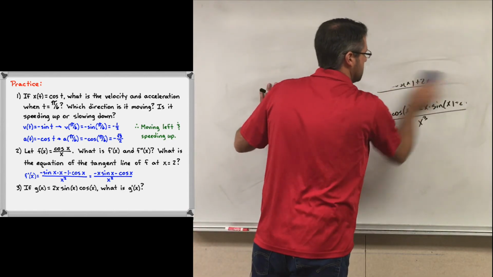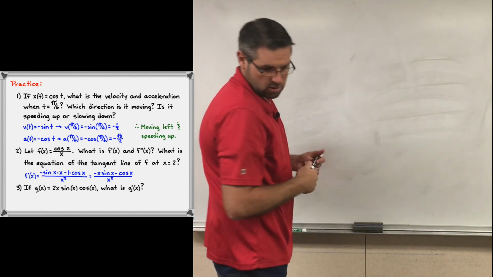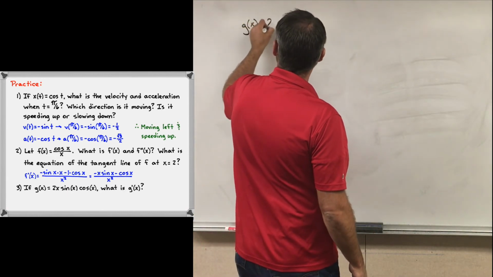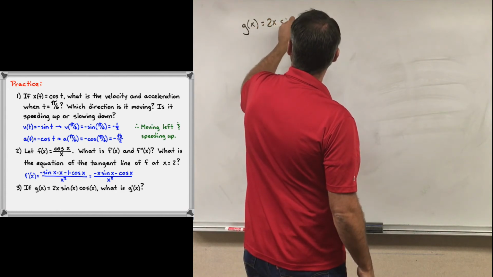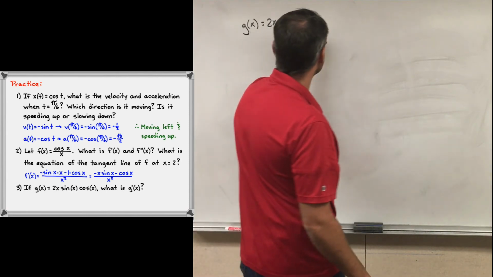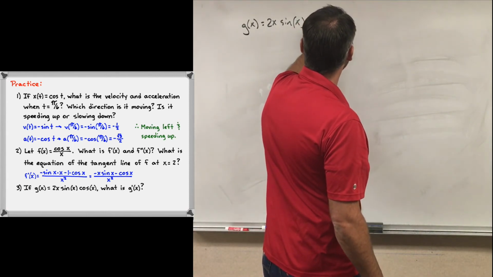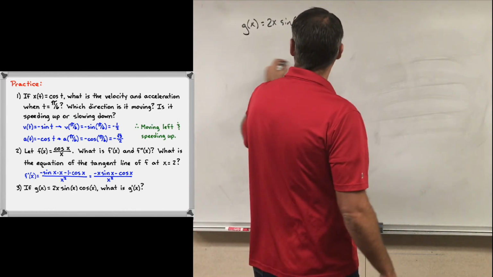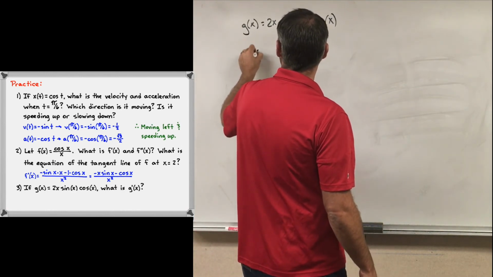More practice. We've got g of x equals 2x sine of x. I'll put parentheses around that. Cosine of x. Interesting, cosine of x. Ooh, I like this. This is really diving into different rules of derivatives. And it's asking for us to figure out what g prime of x is.